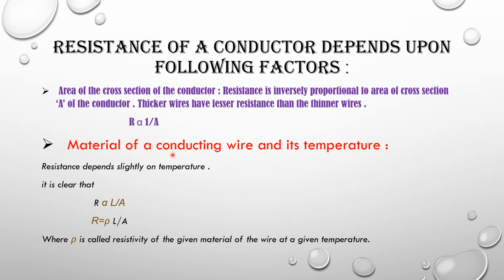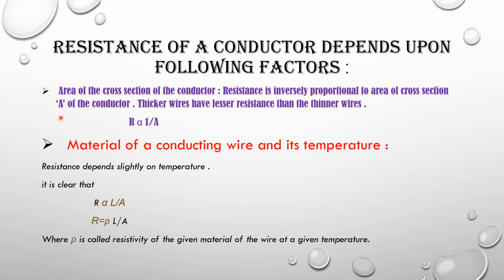The next factor is the material of a conducting wire and its temperature. Resistance depends slightly on temperature. Temperature does not have that great an effect on resistance, but as the temperature increases, resistance also increases.